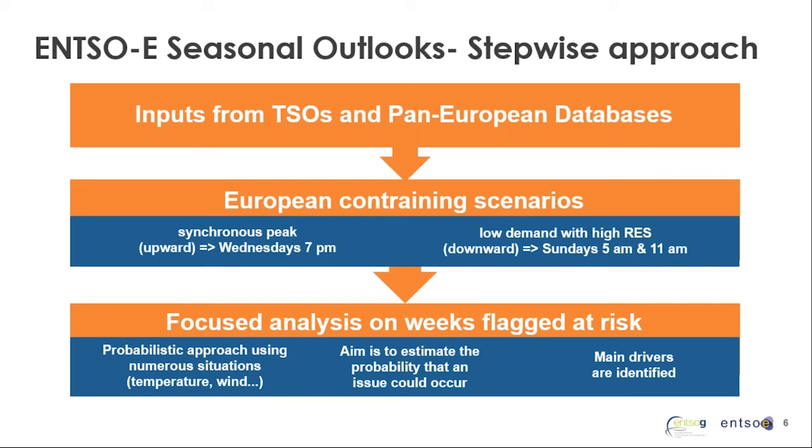And the last step is, based on this weekly deterministic approach, to flag the weeks that are potentially at risk for a focused analysis. And we'll see this example in the next slide. So we use a probabilistic approach using the pan-European climate database I mentioned, with temperature, wind, and photovoltaic in particular. And the goal is to give an order of magnitude of the probability, because it's quite challenging to estimate the probability of a possible critical situation, and to try to identify the main drivers of this possible risky situation.